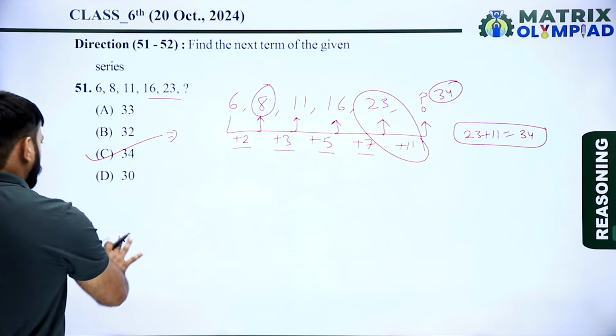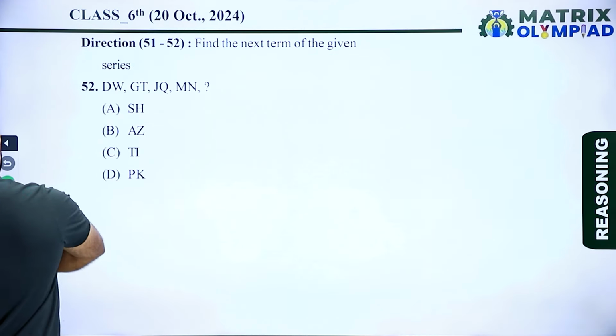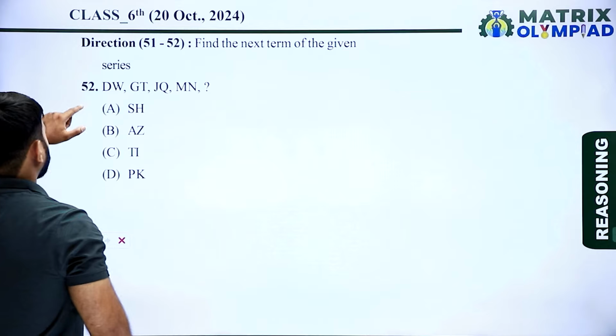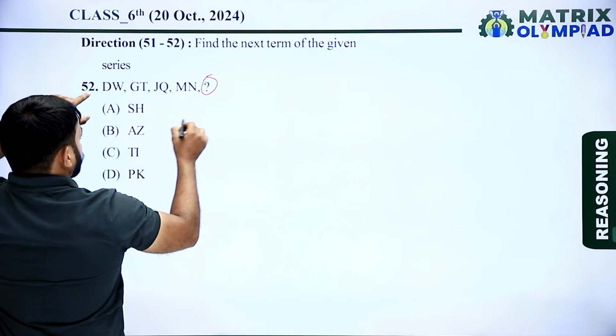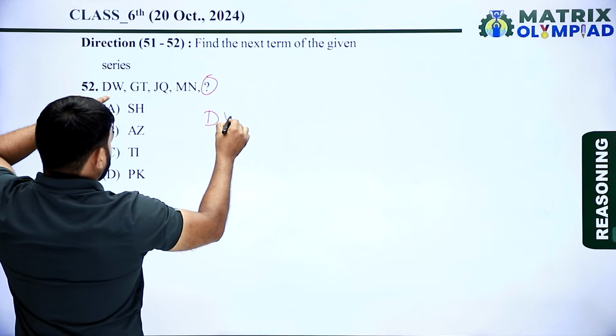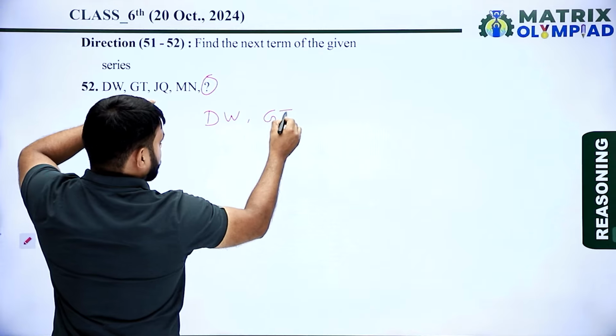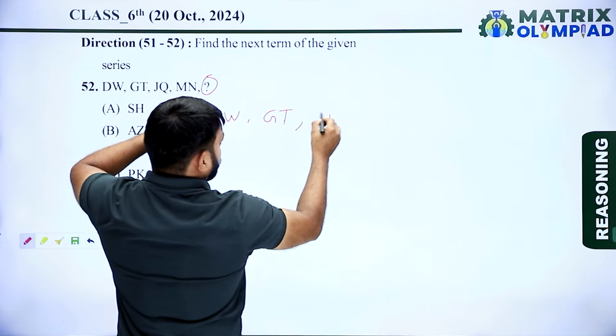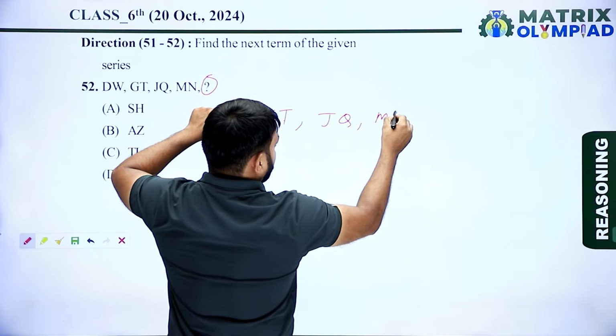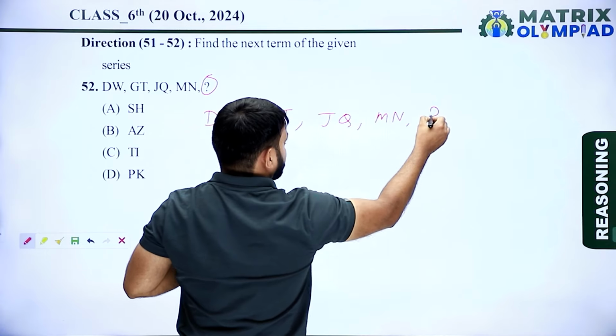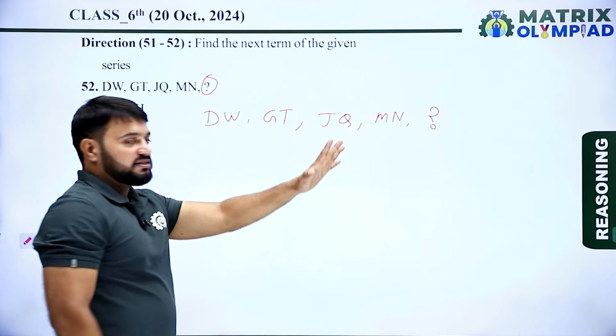So let's move on to the next question. Now the next question is question number 52. Find the next term. The series is DW, GT, JQ, MN, and after MN the next term is missing. So find the missing term.